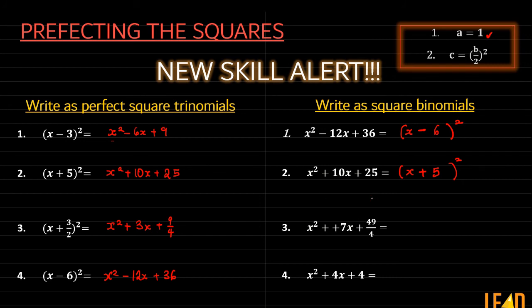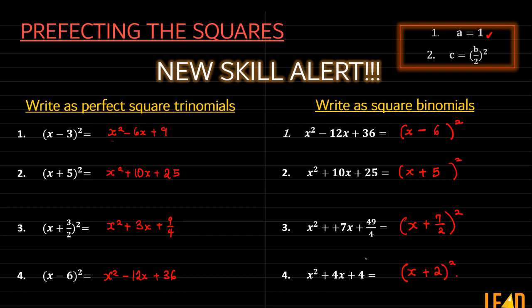Okay, so let's check out our answers now. X squared plus 7x is equal to that. Now I know it's a perfect square because 7 over 2 all squared gives me this. So my answer would be x plus 7 over 2 squared. For this one, is it a perfect square? Yes, it is, because 4 over 2 squared gives you 4. So this would be x plus 2 squared, because that's b over 2.